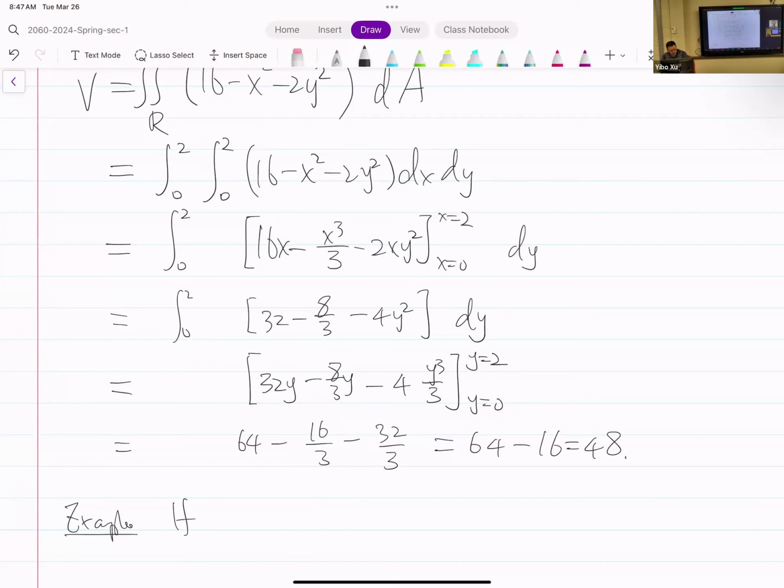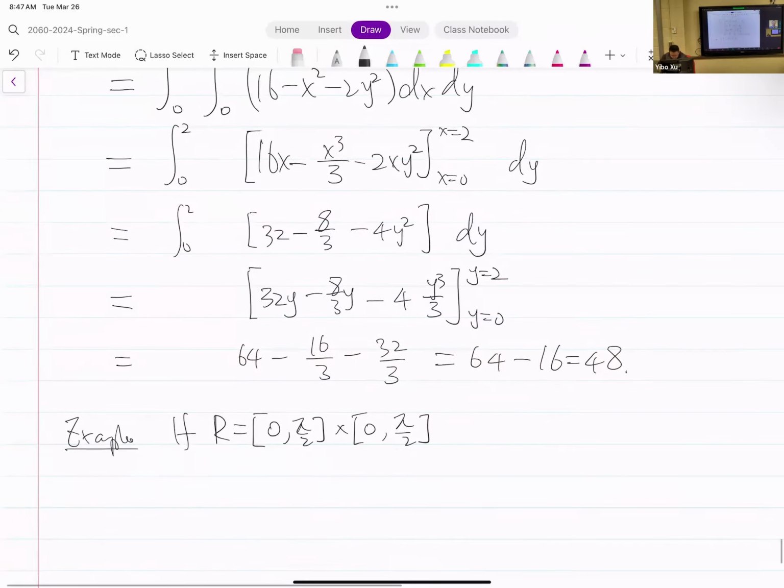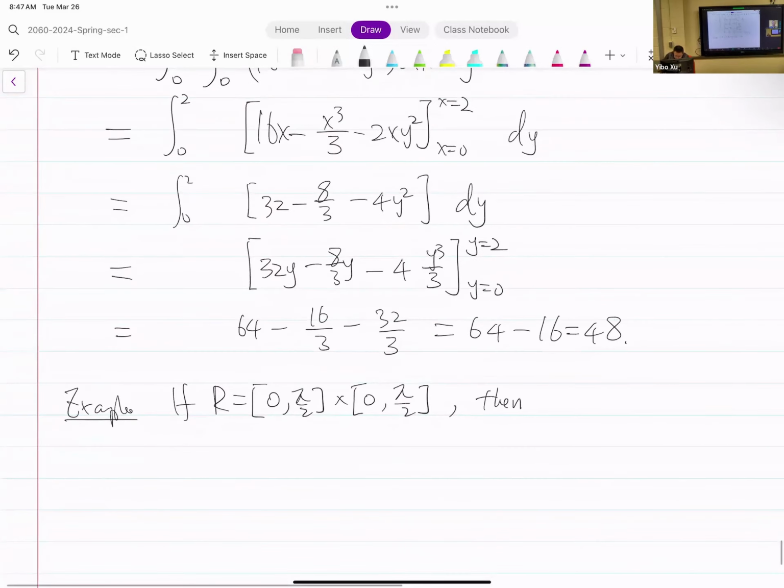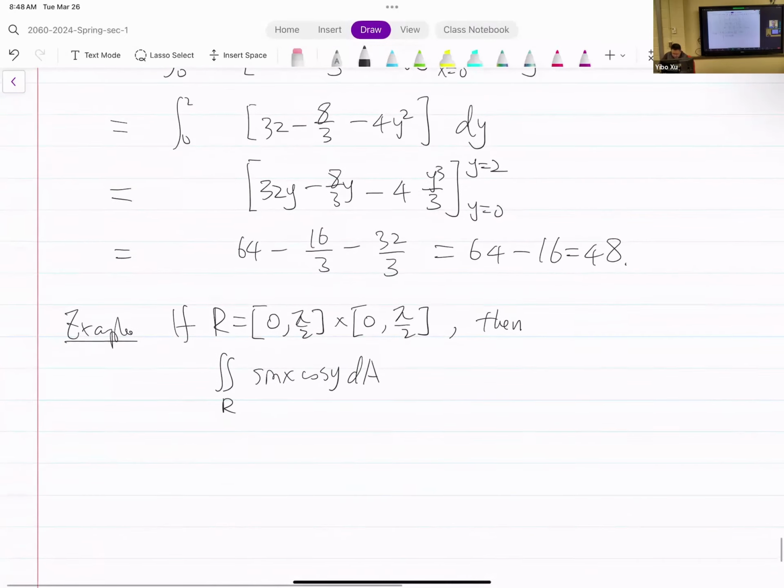This is actually the last one, but we can do it pretty quickly. Let's say the region is once again from 0 to pi over 2, crossing by 0 to pi over 2. This cross is just a notation; it doesn't do anything. We want to calculate the double integral over this region R of sine x times cosine y. This is a nice function in the sense that it is a product of two individual functions in terms of x and y.